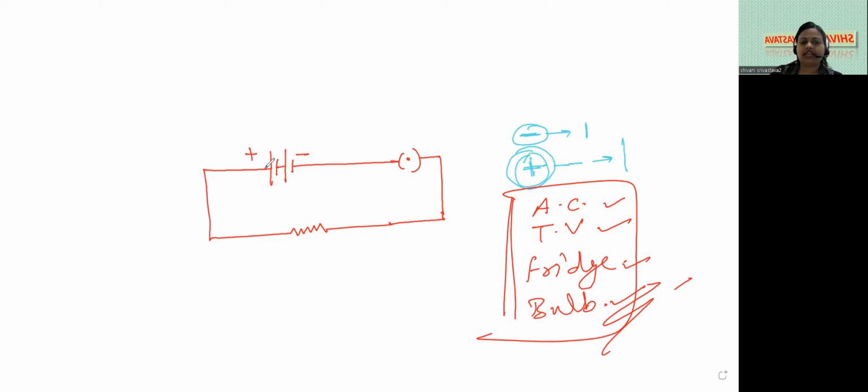So current moves in the direction from the positive terminal to the negative terminal. I think you will not be confused about identifying the symbol. The current will move from the positive terminal to the negative terminal. And this resistance is opposing the flow of the current. Got it? So this is the battery.